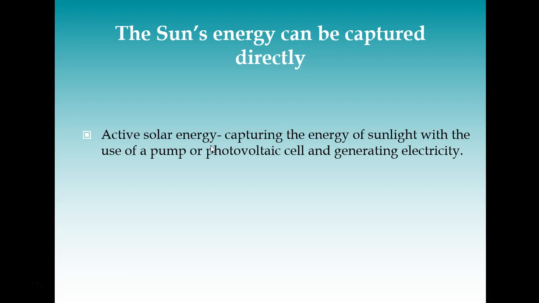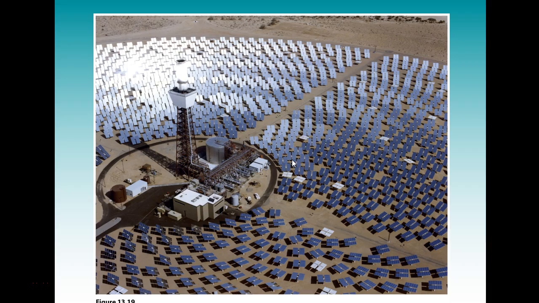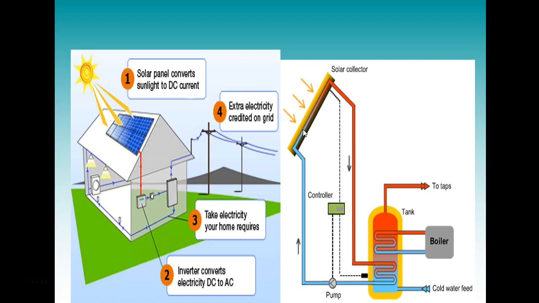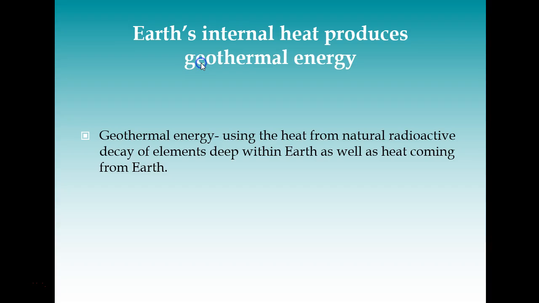Now, when we think about directly capturing the sun's energy, we think active solar. So these are solar panels. The technical term is a photovoltaic cell or a PV cell. Seen here, we see a number of PV photovoltaic cells, all angled specifically to try and maximize the amount of sun's energy. Now, solar can be done two ways. It can be done for electricity, or it can be done from heat.